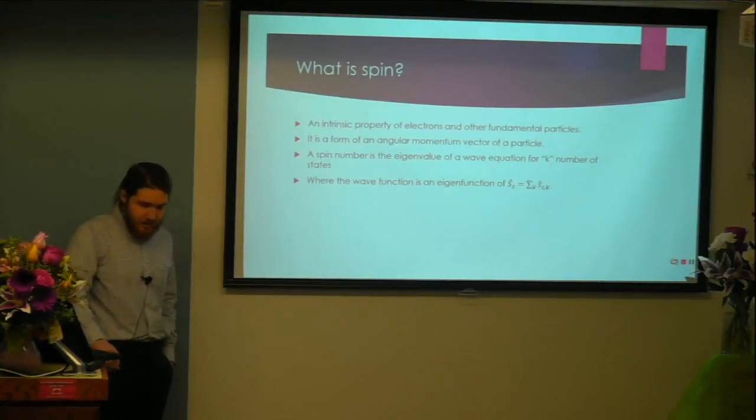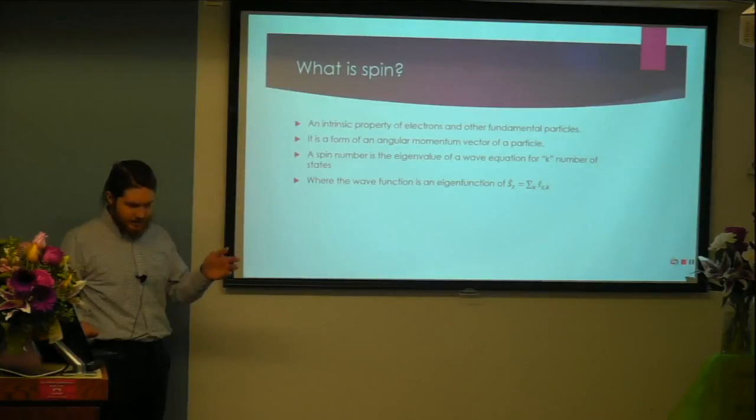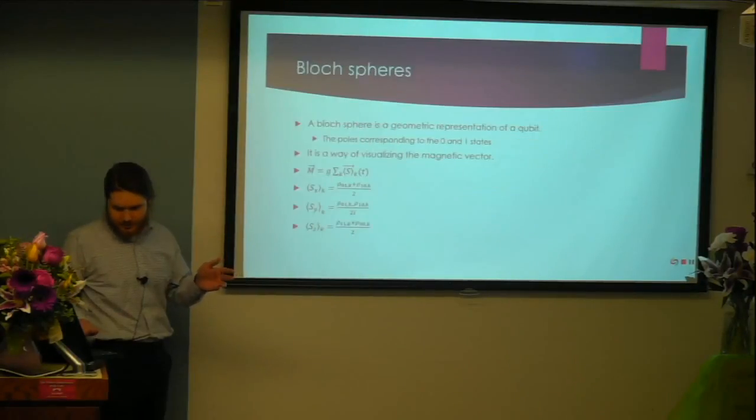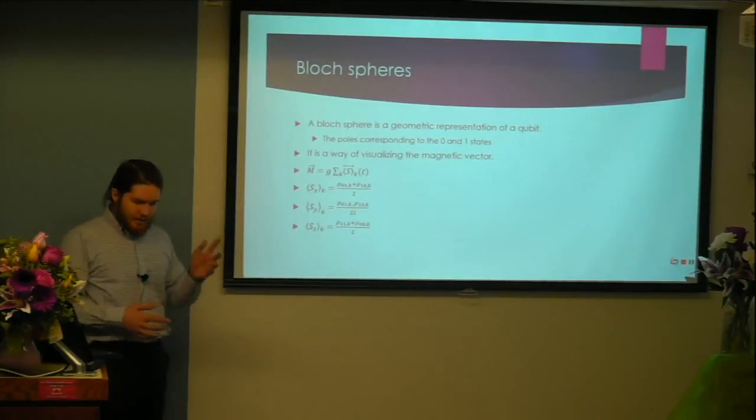Well, specifically, the spin number of an electron is the eigenvalue of a wave equation for the k number of states where the wave function is an eigenfunction of S hat z for the summation of k terms of S hat z k. That would be basically the z value for a vector of magnetization. So that allows us to see that they'd be represented by a sphere, basically. That would be a Bloch sphere.